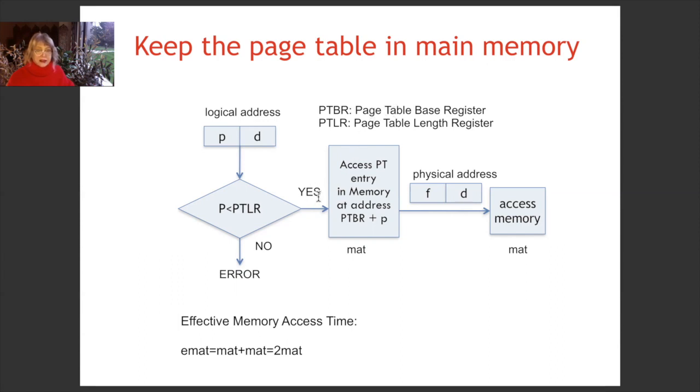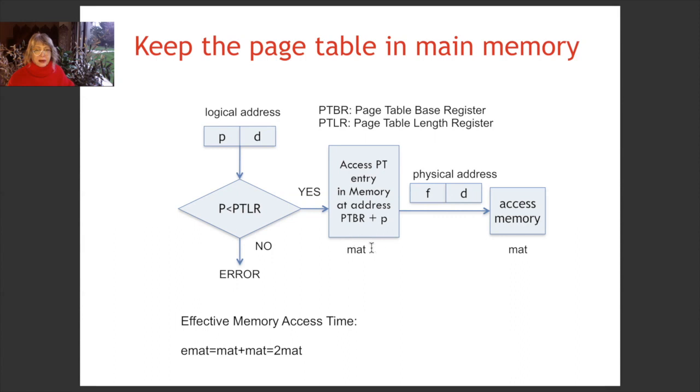If the answer is yes, the page table is accessed in the memory. The entry is at address page table base register plus P, because we are trying to find out what the frame number is for the page. The distance of the page from the beginning of the page table is P. The beginning of the table is written in the page table base register. Because of that, page table base register plus P is accessed to find out the frame number.